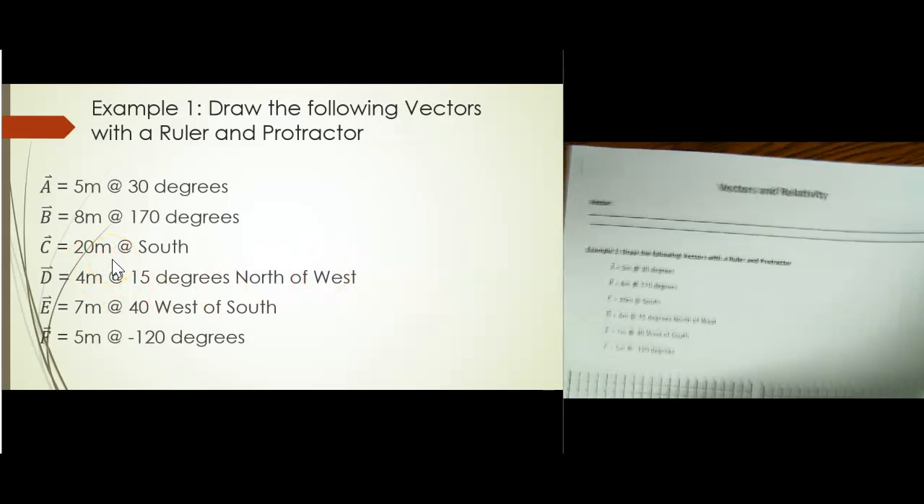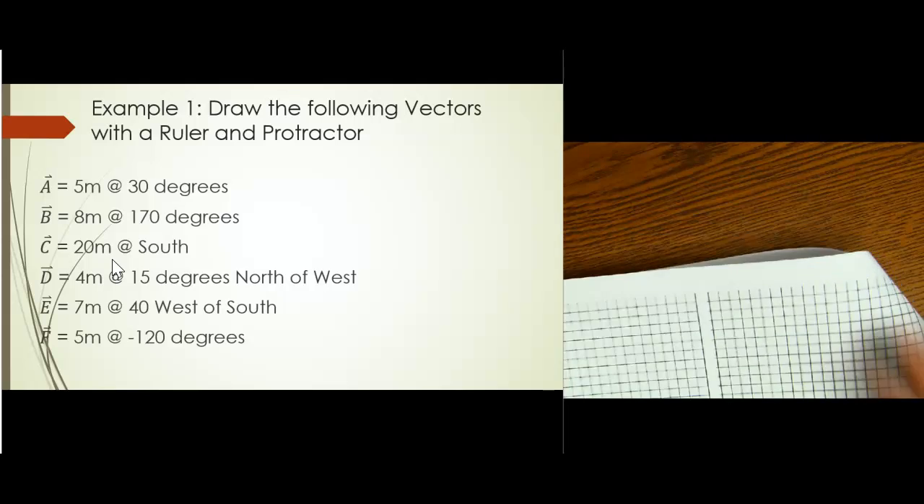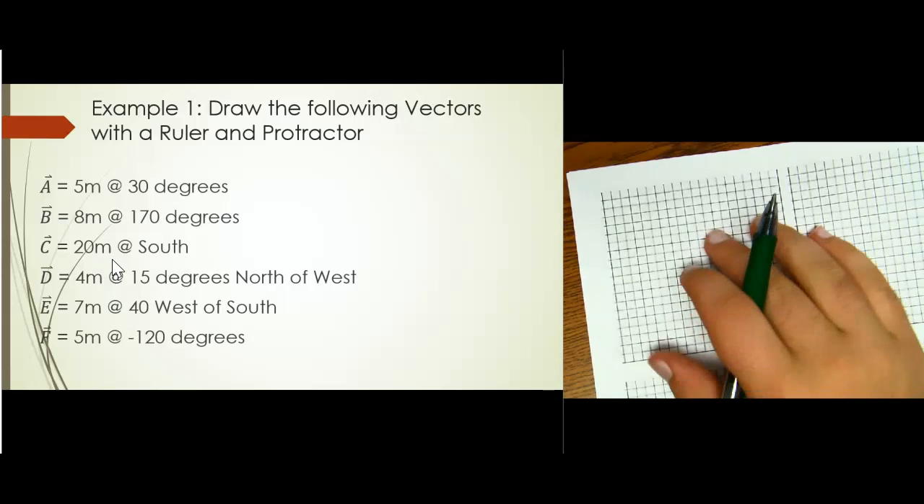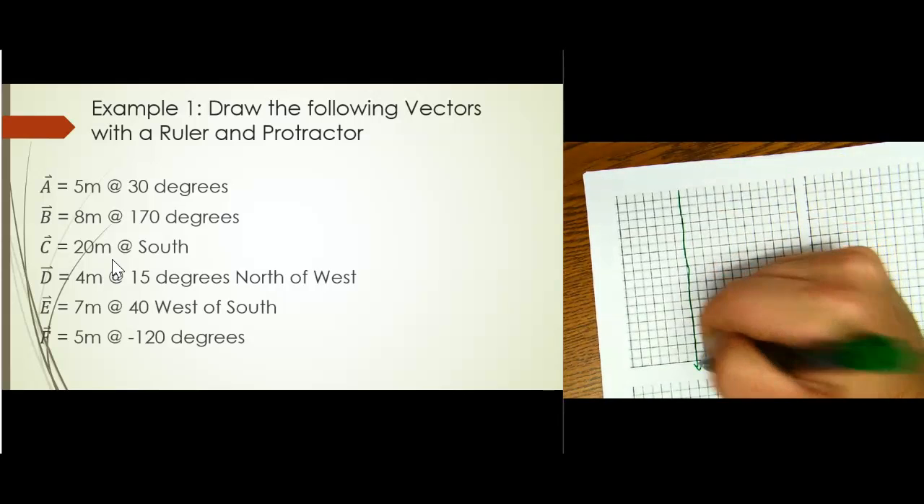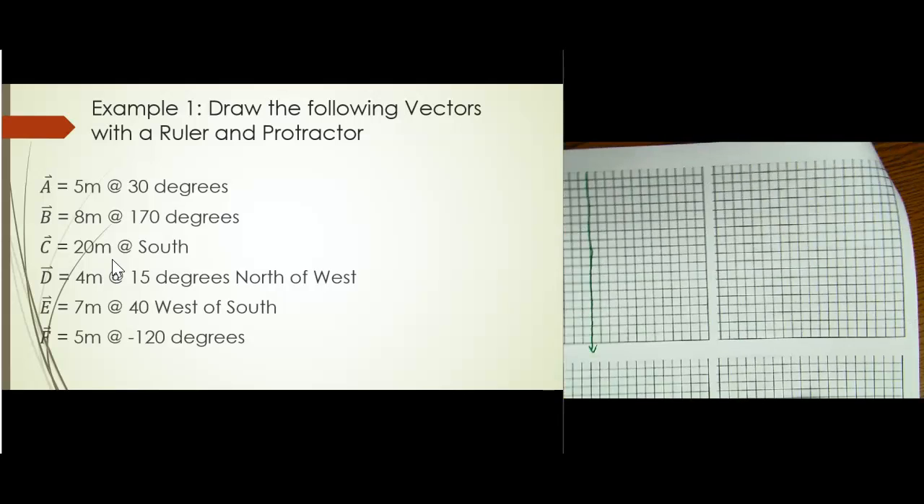20 meters south. Whoa. That's going to go off your page. But south is just straight down. I'm not going to do all of it. It's just straight down.